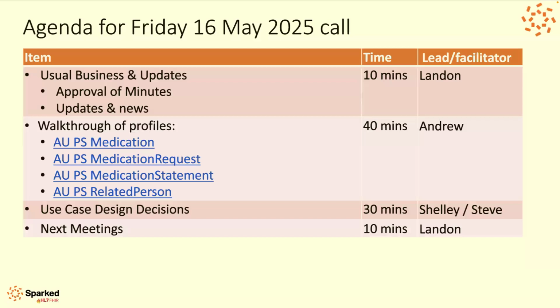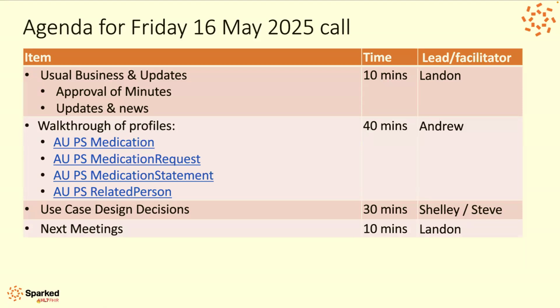These are now reflected in the IG differential view. Today, we'll focus on medications and related person. If we don't get to it, we'll roll related person into the next session. So the agenda is flexible depending on how the discussion goes. There are 18 profiles in total, and we're aiming to review all of them over the coming 3 weeks, I think.